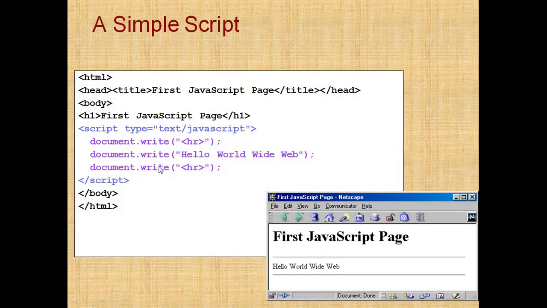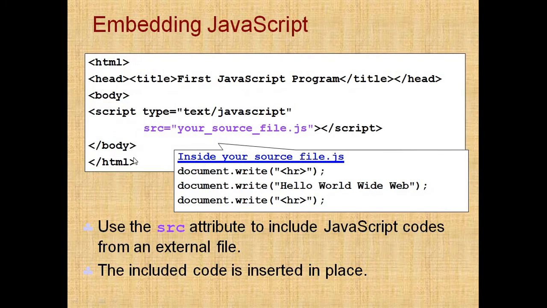So this way it can run. See here, in the body part I'll just use script type, and the type of this is text/javascript. Then I use document.write. HR means horizontal line. For a horizontal line you have to use this. Then you want to display a message, then again a horizontal line. In this way this particular script will work like this. The title will display, then the h1 tag is displayed here, and here is the message, document.write hello world wide web.